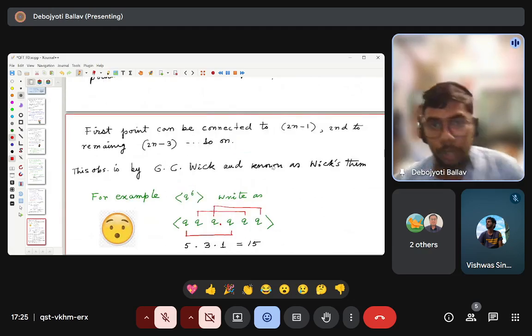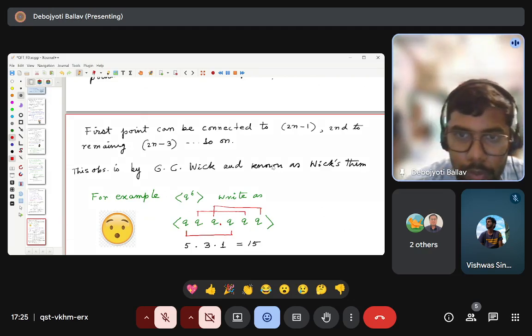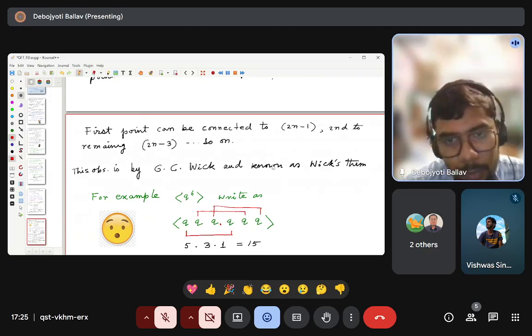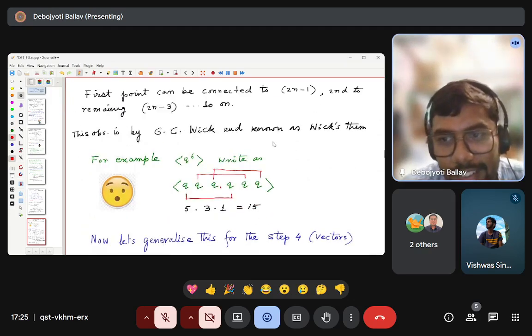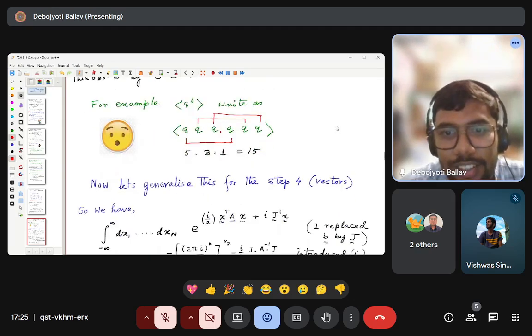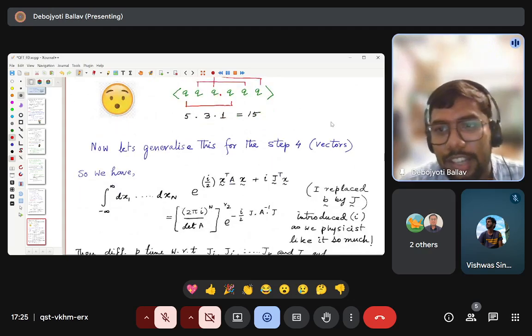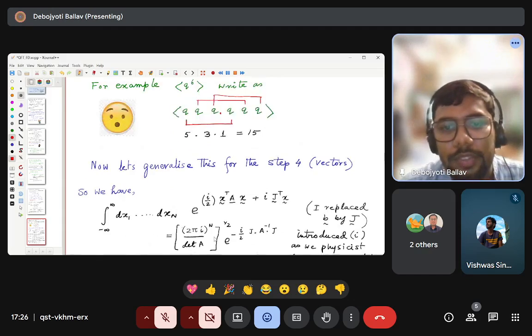So this is what we'll use many times in quantum field theory when you do perturbative quantum field theory. Now let's generalize this for vectors. For step 4, we have vectors. So now you have this. I just replace this b by some j, which looks like a source.